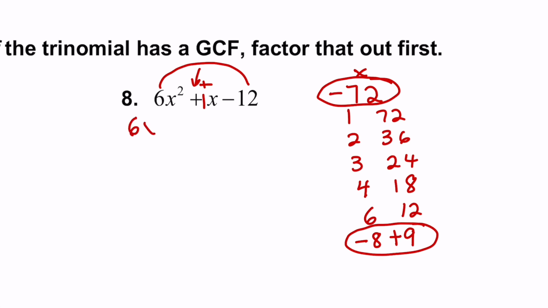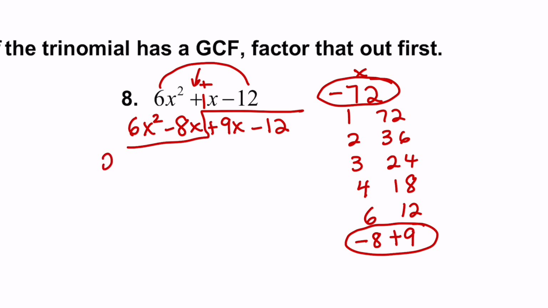We have our 6x squared, our minus 8x, our plus 9x, and our minus 12. We add in our lightning bolt. Now the first two are even, so I know a 2 will come out of both of those, and they both have an x. Divide the 2x out of each piece, and we're going to get 3x minus 4. Whatever sign you have, bring that down. 9 and 12 are both divisible by 3, so we're going to bring a 3 out. 9 divided by 3 is 3x, and negative 12 divided by 3 gives us the minus 4.